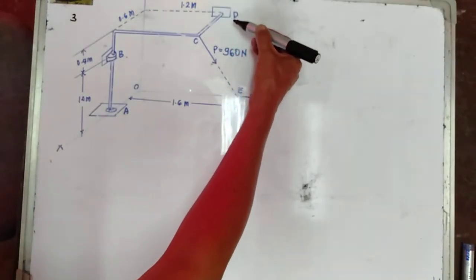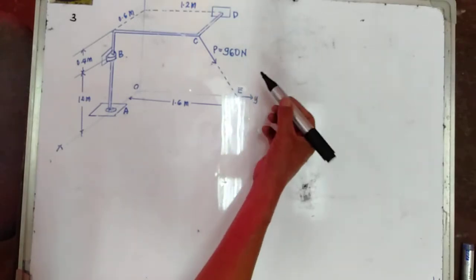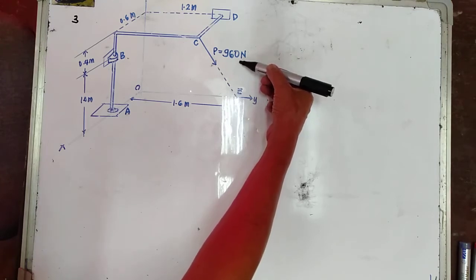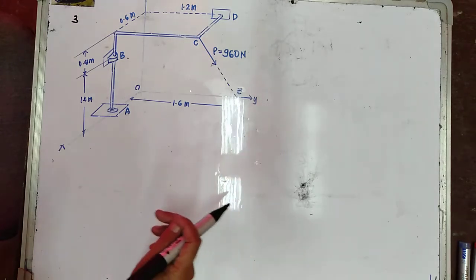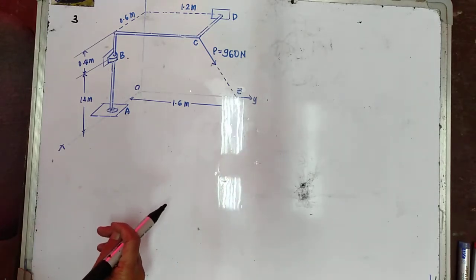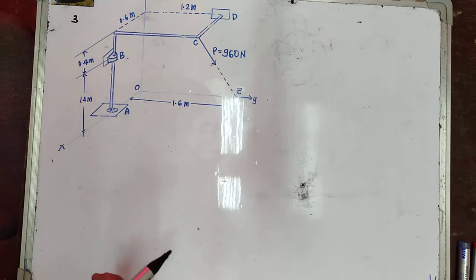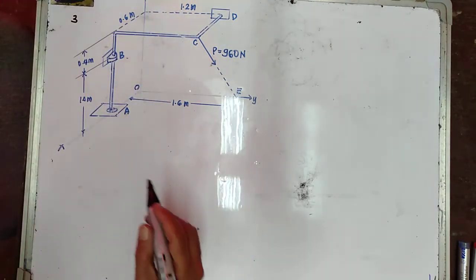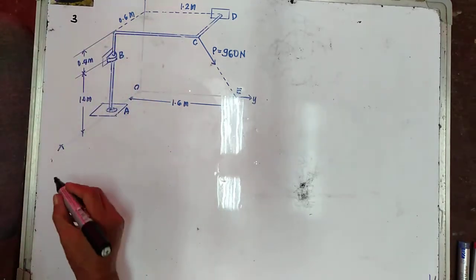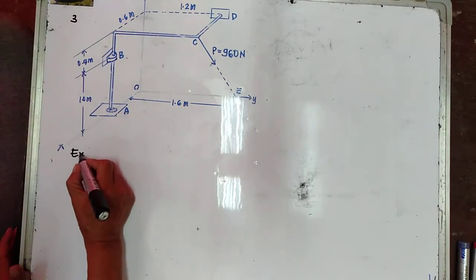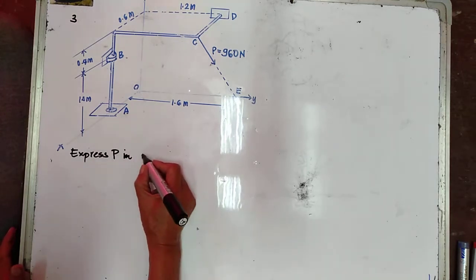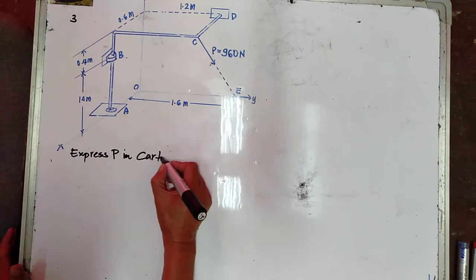Find all the forces acting on the rod when the force P equal to 960 newtons is applied. So how are you going to determine all the forces acting on the bent rod? So first, let us try to express P. You try to express P in Cartesian vector form.